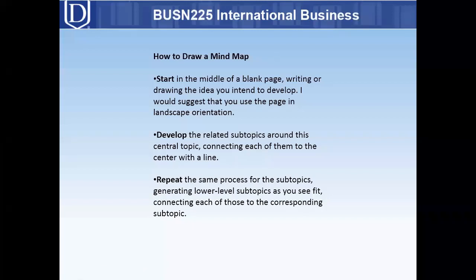So how do we draw a mind map? Start in the middle of a blank page, writing or drawing the idea you intend to develop. I suggest that you use the page in a landscape orientation, that's the long way, and develop the related subtopics around this central topic, connecting each of them to the center with a line, and then repeat the same process for the subtopics, generating lower level subtopics, that's little branches, as you see fit, connecting each of those to the corresponding subtopic.